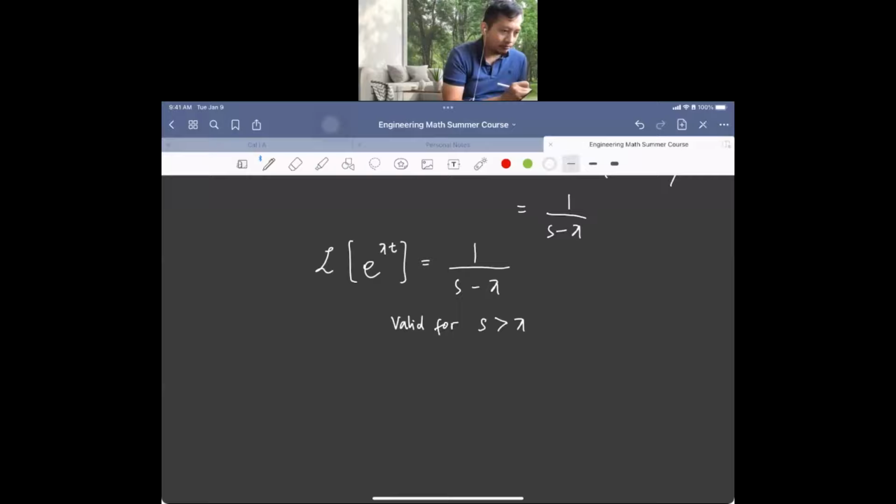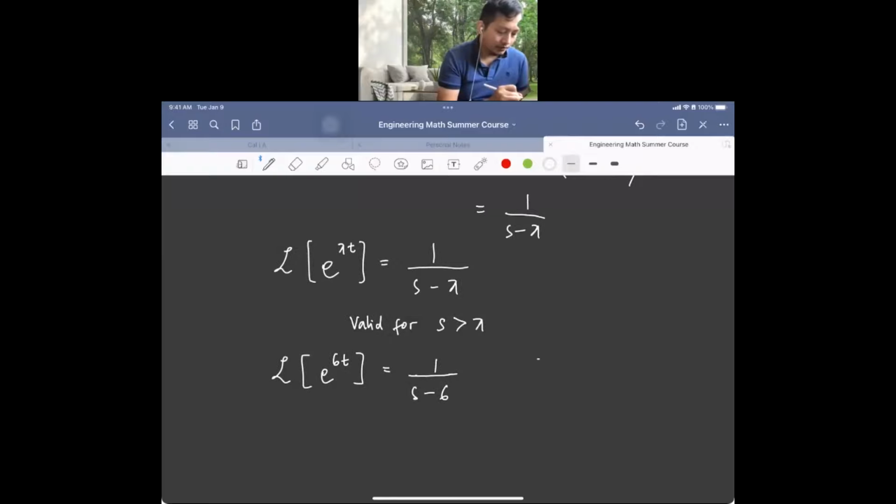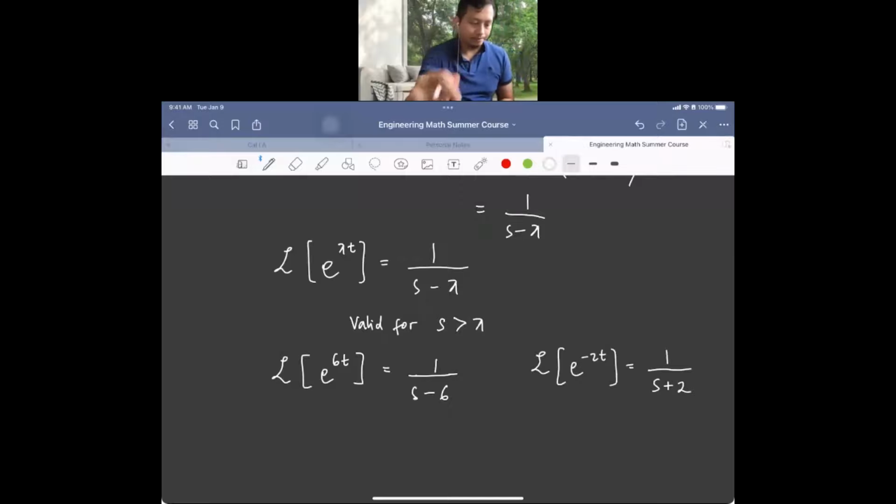Okay. So if you have Laplace of e with power of 6t, for example, then this will be 1 over s minus 6. And if you have e with power of negative 2t, this will be 1 over s plus 2.